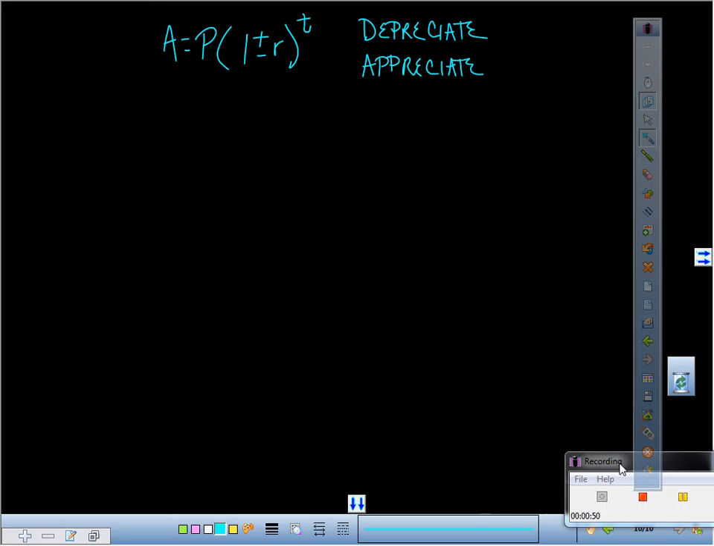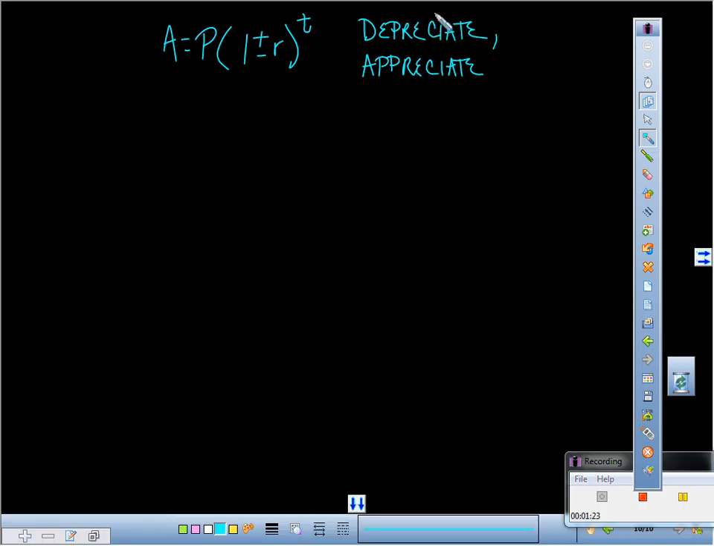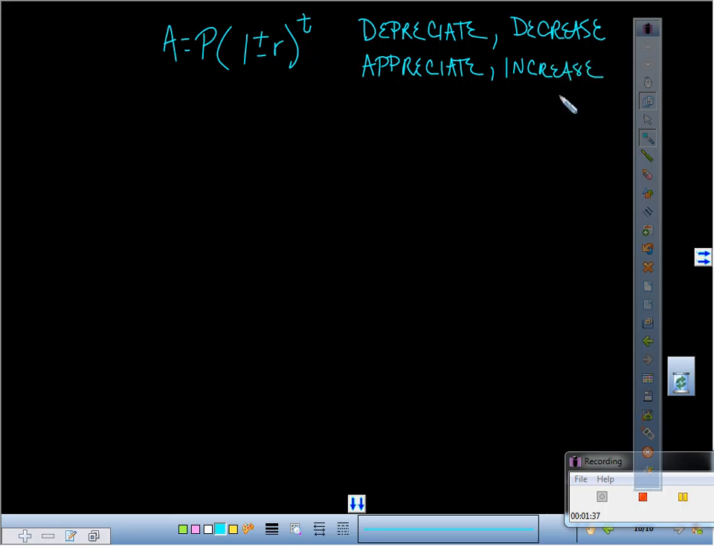Depreciate or appreciate. Okay, so the words depreciate or appreciate, I might see. What's another word I might see besides depreciate? Decrease. Very good. It might say decrease in value 11% every year, or here it might say increase. Increase in value every other year. It might say augment, which we saw on the SAT. Oh, yeah, augmented matrices.